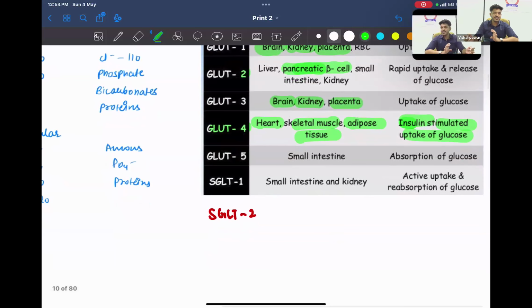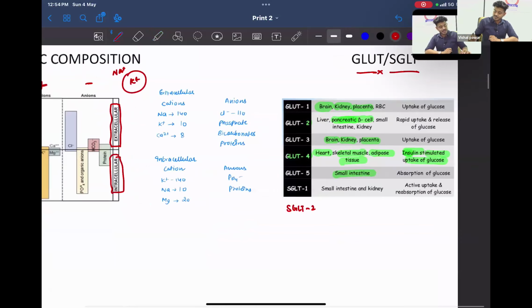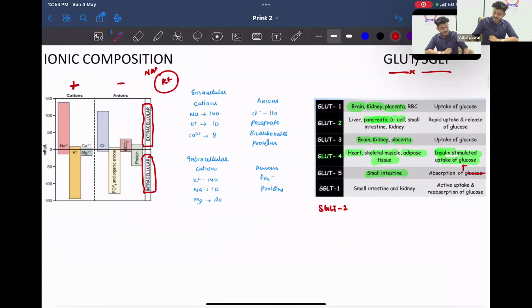Next thing we are having is GLUT 5. It is going to be present in the small intestine, and F for 5, F for fructose. It is concerned with the fructose. GLUT 5 is generally responsible for the fructose thing, right?